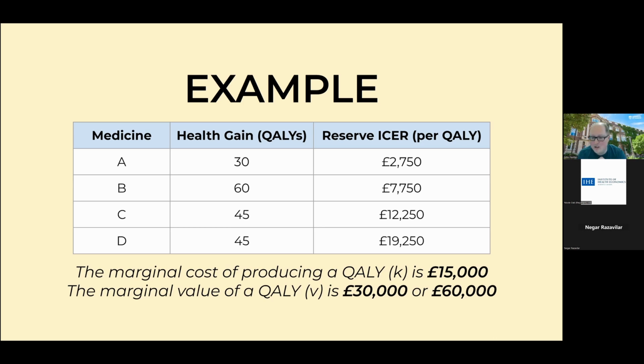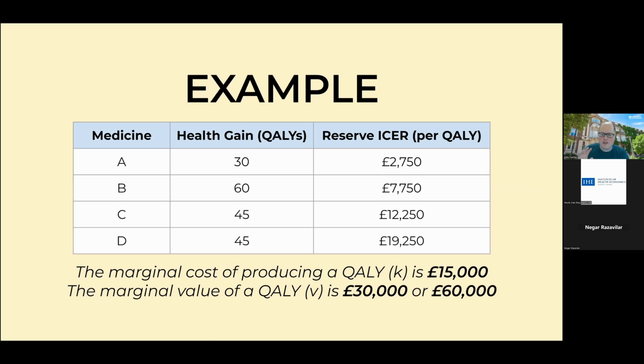So B provides 60 QALYs, but it has a higher reserve ICER. So that higher reserve ICER means if the payer were to set the threshold, that common price, very low, so below £7,000 per QALY, well then treatment B just won't be launched. The manufacturer will say, I'm not making a profit off this, I'm not going to launch the medicine. Once the payer raises the threshold to above 7,750, well, then the manufacturer will supply the medicine and they will price it up to whatever that common price is. And then C and D provide 45 QALYs and they each have higher reserve ICERs.